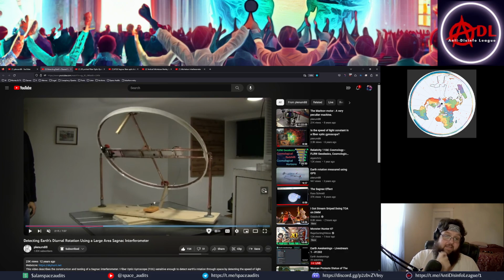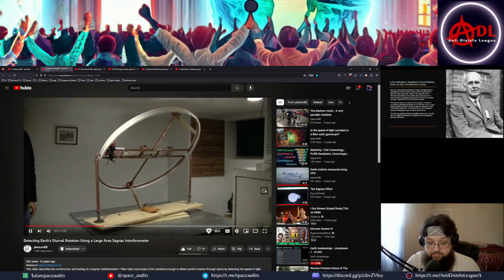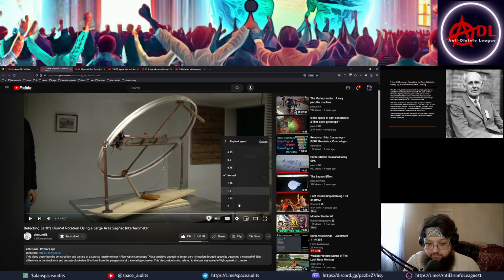So he's got the z-axis of this device orientated to Polaris, right? So I'll let him explain that through, and we'll watch it vertically with respect to the rotating. Let this play out here.